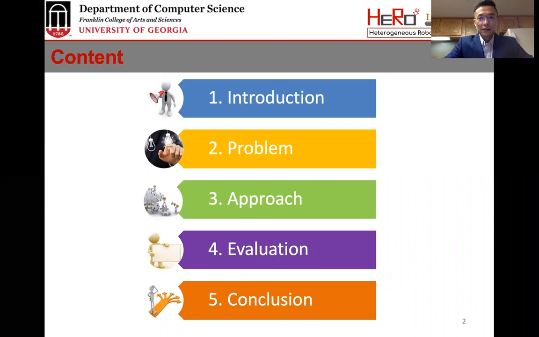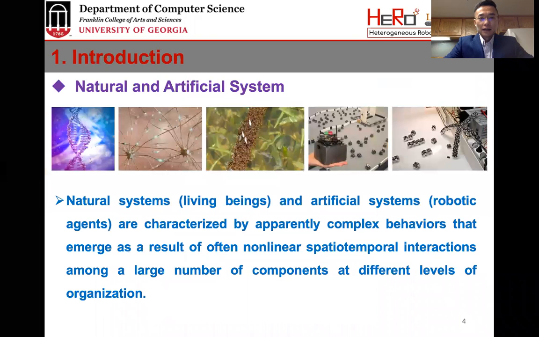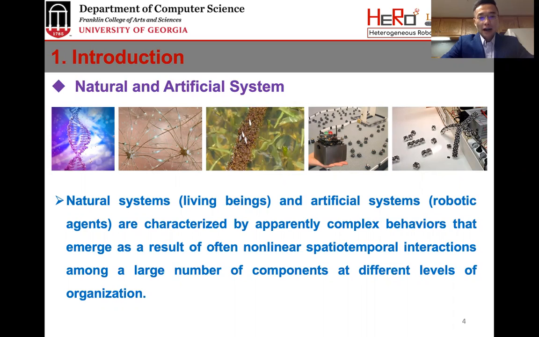First is the introduction. In the real world, we have 2 kinds of systems. One is a natural system, the other is the artificial system, which means the man-made system. The natural system and the artificial system are characterized by apparently complex behavior that emerges as a result of often nonlinear spatial-temporal interactions among a large number of components at different levels of the organization.